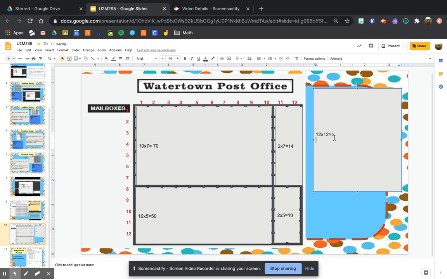So going back to my box, I'm going to add 70 plus 14 plus 50 plus 10. I got to figure that out. I'm not going to give you the answer yet, because what I want you to do on your own is you're going to be splitting up the mailboxes and using this strategy in order to solve for how many post office boxes are in this.